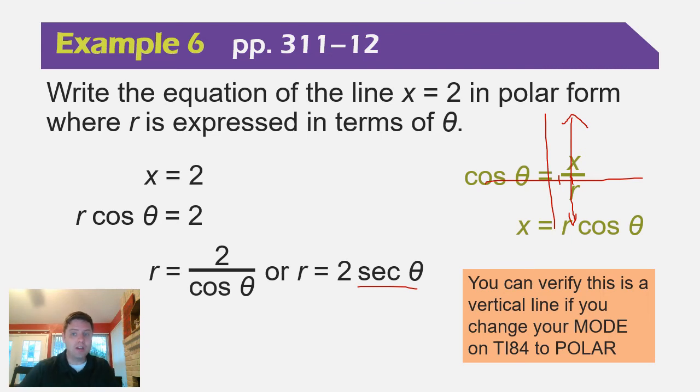Now, on your calculators, you guys can try this out. Go to your mode and make sure that you're in polar mode. After you've done that, if you click the y equals key up at the top left on your graphing calculator, you should see a mode now where you're seeing r values. And all you have to do is, on the first one, write 2 divided by cosine theta. And when you then go to graph that, you should see a vertical line straight up and down about where x equals 2 exists.